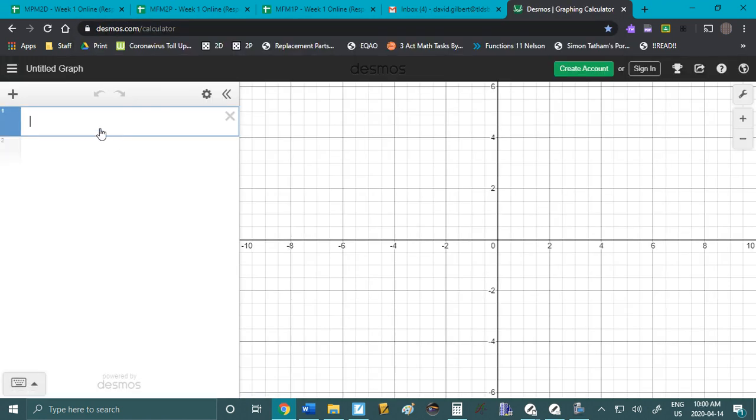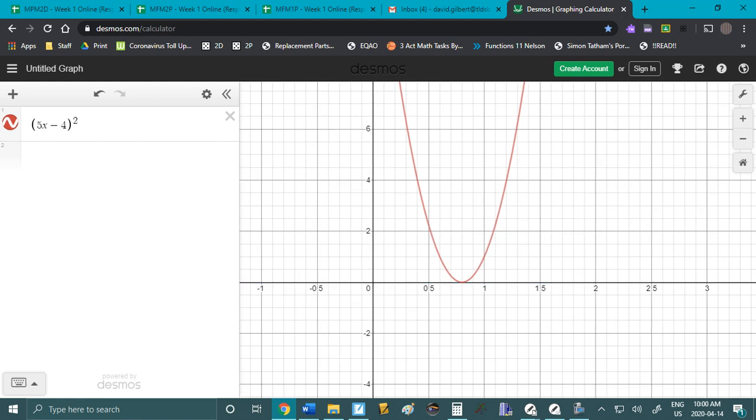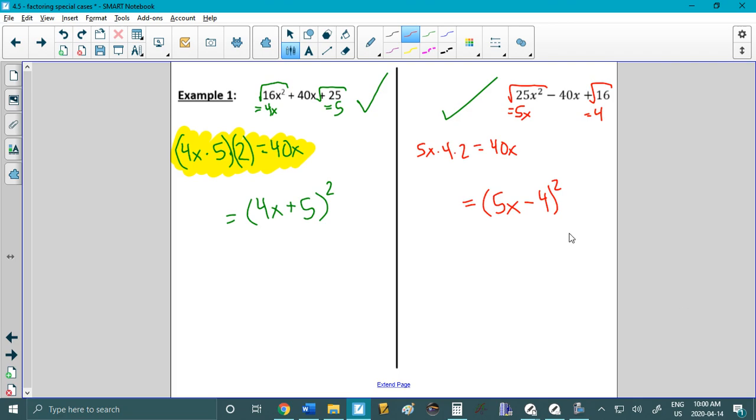So, Desmos. This is 5x minus 4, all squared. And then you'll see right there, there's only one 0, and it's at 0.8, which is 4 over 5. Okay, so that's part 1 of the lesson. Part 2, I think you will find easier.